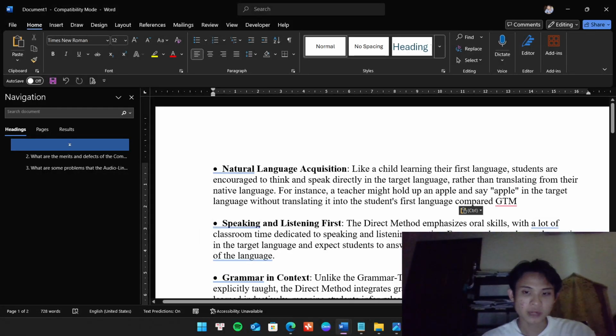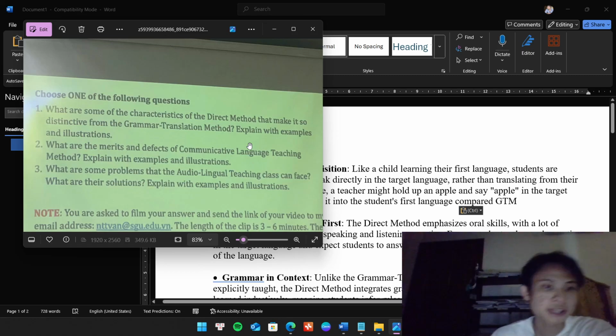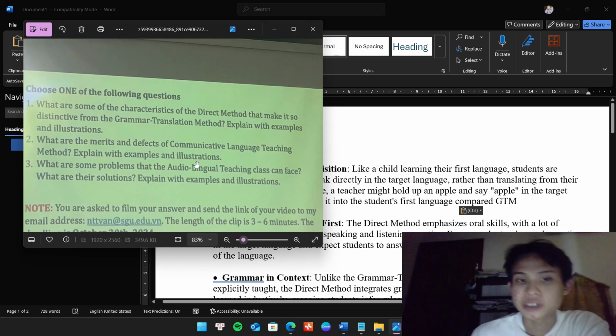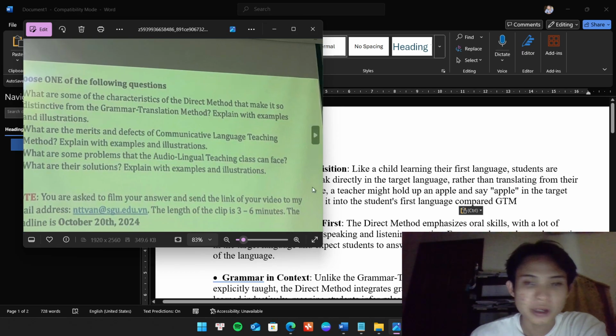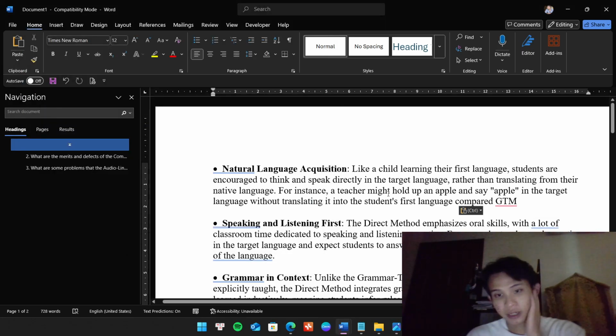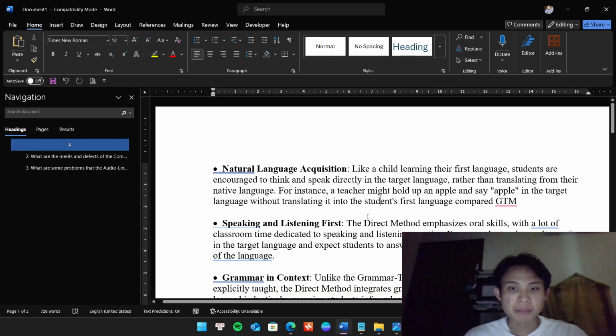So to begin with, I'm going to go for the first question, which is about the characteristics of the direct method that make it so distinctive from the grammar translation method, the GTM, along with examples and illustrations. Here we have the three main benefits of the direct method.